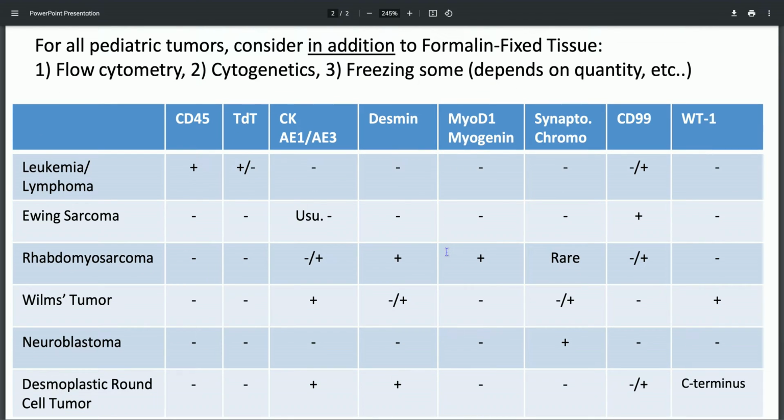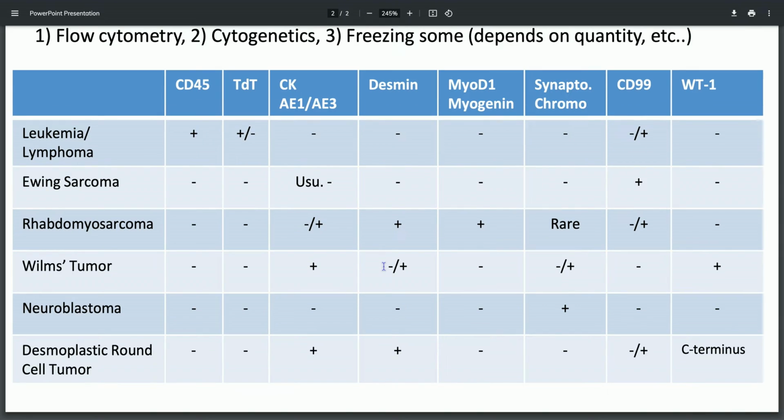To recap everything, just remember additional resources to help guide your differential of small round blue cell tumors include flow cytometry, cytogenetics, and freezing for additional studies. So here is your chart for your reference, but just the highlights for me. Leukemia, lymphoma, you can do a CD45 to see if all the round blue cells are positive. Ewing sarcoma, you can do CD99, which will be strong diffuse membranous, as well as FLI1 and NKX2.2, as well as a PAS.